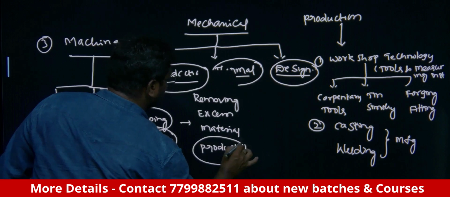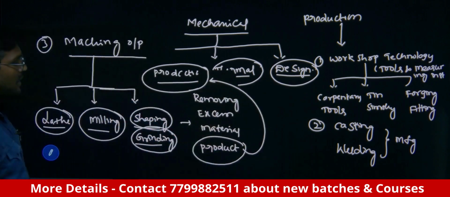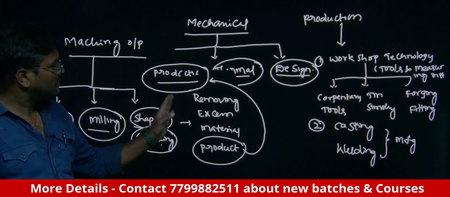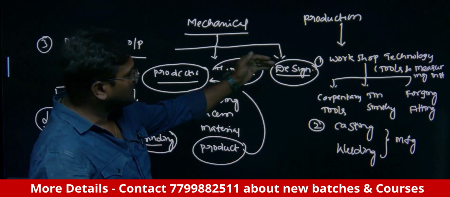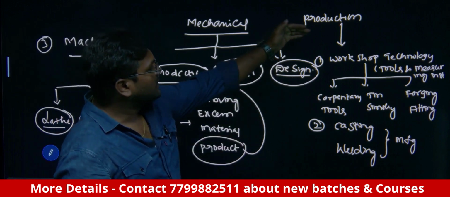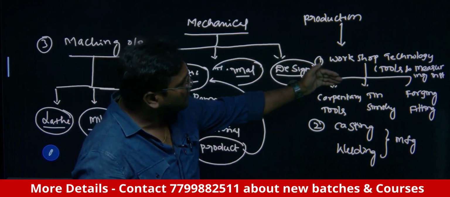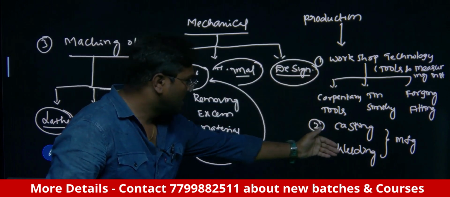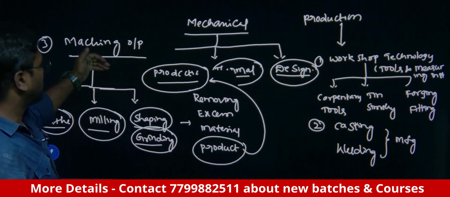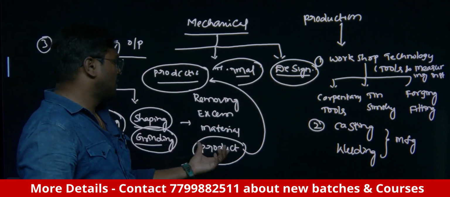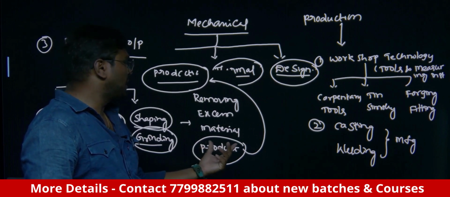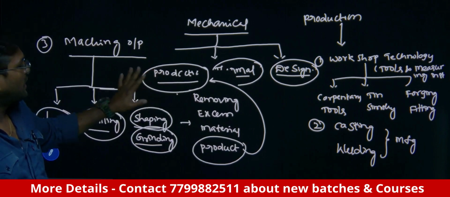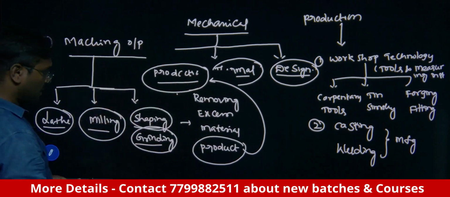That's why this is called production. Finally, the product comes into the picture. The manufacturing system happens like this. It starts from workshop technology, where you are using tools and measurements, whatever the requirement, then you go for manufacturing. After that you go for machining operations. Finally, you will come up with a product. That product you can use in specific applications. This is the overall picture of production.